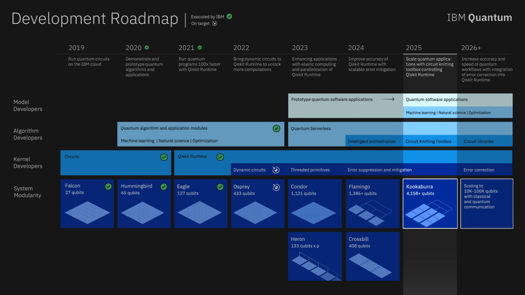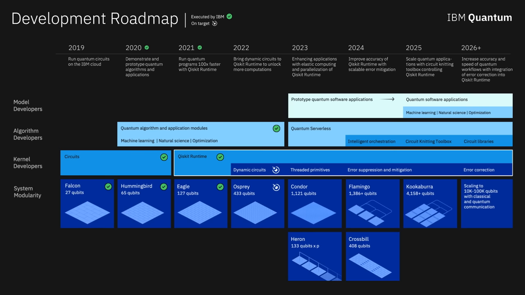On top of this, classical and quantum computing are coming together. We will extend quantum circuits with real-time classical computing. We call this dynamic circuits. We will mitigate and eventually correct errors in quantum circuits with near-time classical computing. We call this Qiskit runtime. We will use elastic classical computing to knit quantum programs together to solve important problems. We call this quantum serverless.